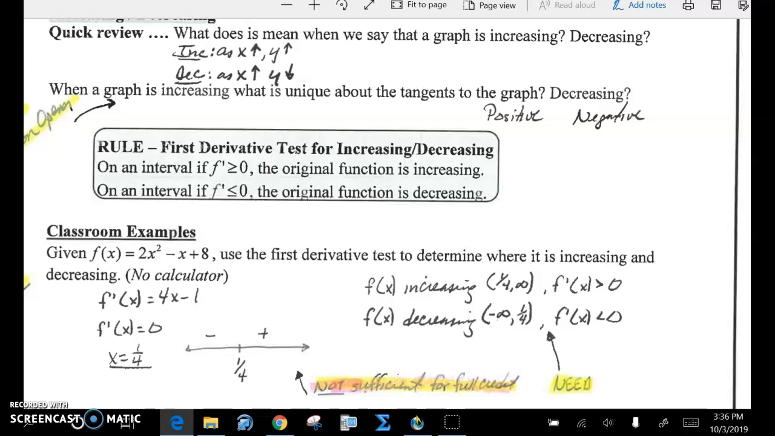If you look on here, you should have your notes up. What does it mean when we say that a graph is increasing or decreasing? Well, bottom line, increasing: as x gets bigger, y gets bigger. Decreasing: as x gets bigger, y gets smaller. Pretty common sense. One goes up, one goes down. Now the trick is to be able to use derivatives to figure out what's happening to my original graph. Where is my original graph increasing, decreasing?